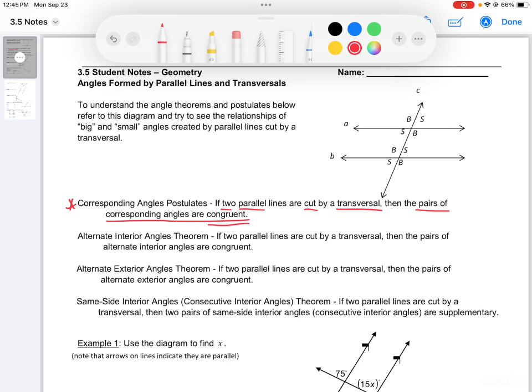That's better. All right. So what that means is that the corresponding angles, the one here is corresponding to this one right here. They're in a similar position at an identical intersection. And this one here is identical to this one. They are in the same location at matching intersections. And so that's what we mean by corresponding angles.